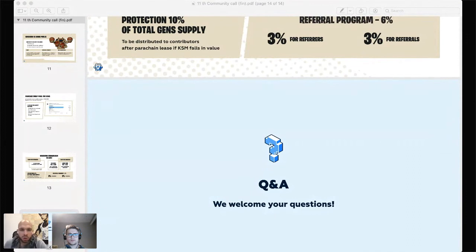So the first question we have here: 5 DOT will give me how much EQ tokens? Okay, this is a very good question. For now, we're considering the particular rewards schedule for participants.